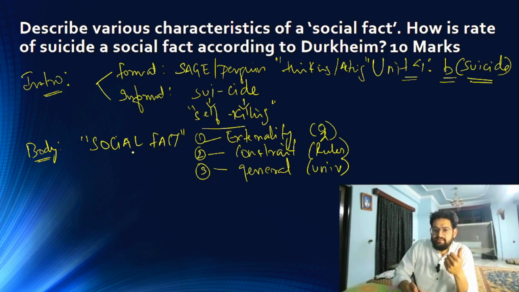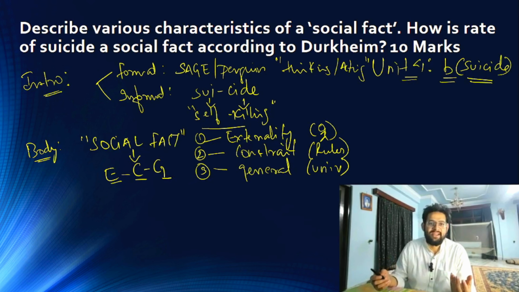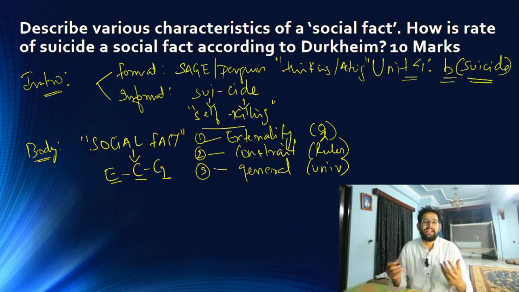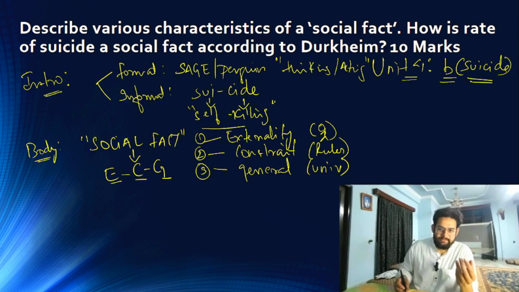So if you are trying to prove anything as a social fact, it will be on the criteria of E, C, and G. So this is like the heartbeat of Durkheim. He talks about social facts so many times. So what is the heartbeat? His ECG is the heartbeat: externality, constraint, generality, and independence.